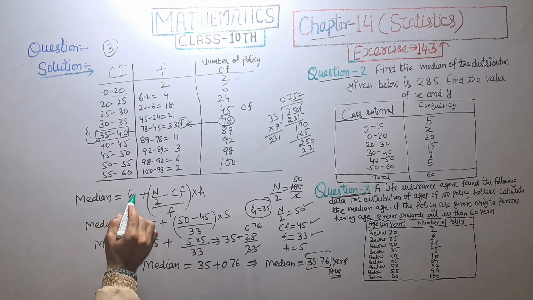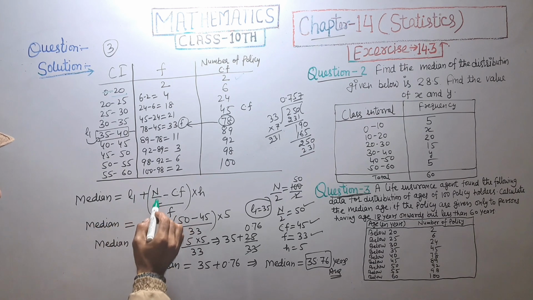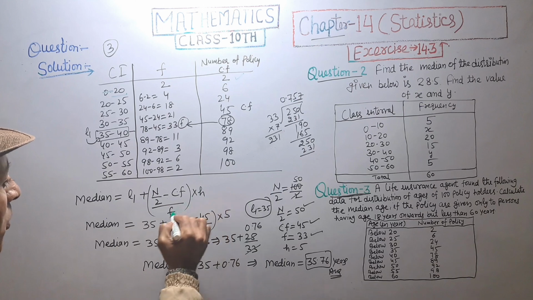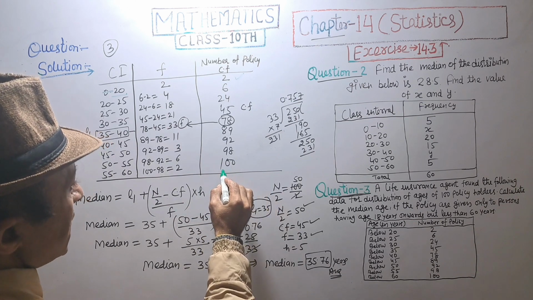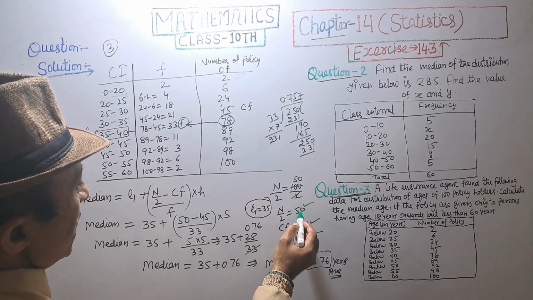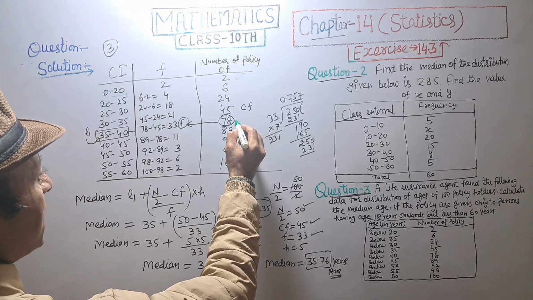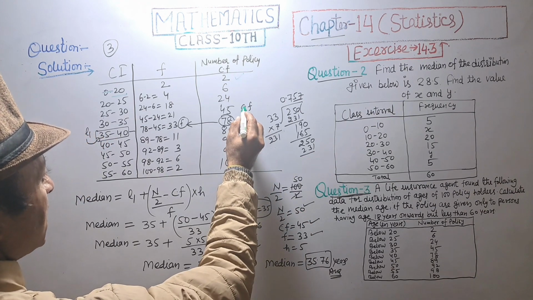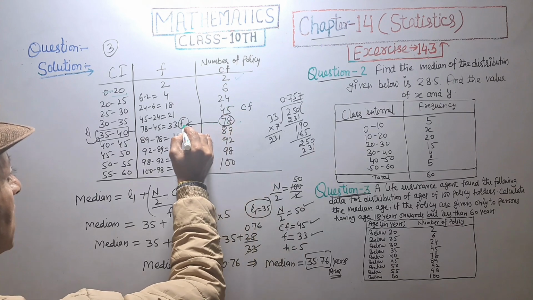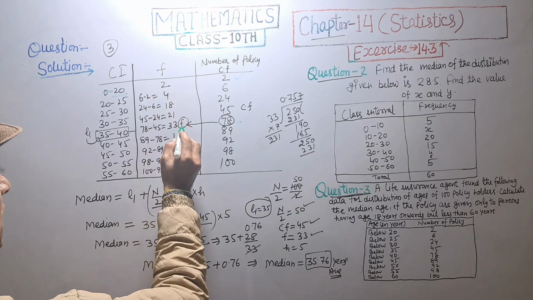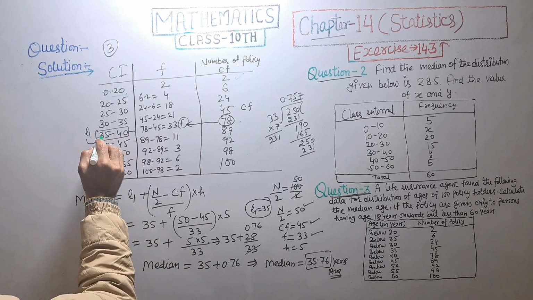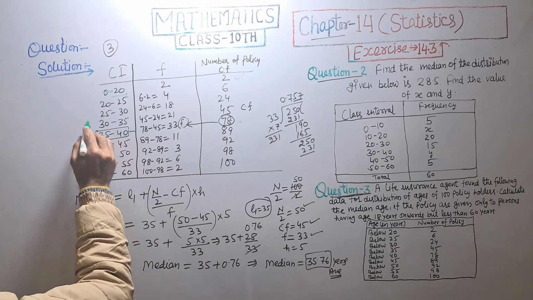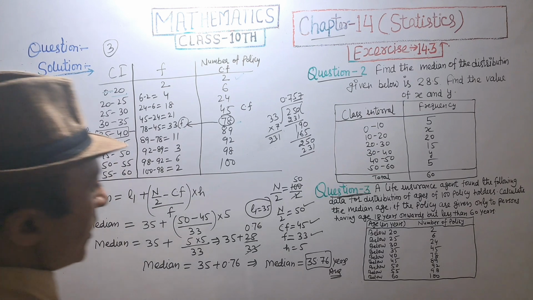And median is equal to L1 plus (N by 2 minus CF) upon F into H. We get N by 2, N is 100 upon 2, 50. And 50 lies in cumulative frequency here, but CF is 45, and in the same direction in frequency, that is called F. In class interval 35 to 40, the lower limit L1 is 35.